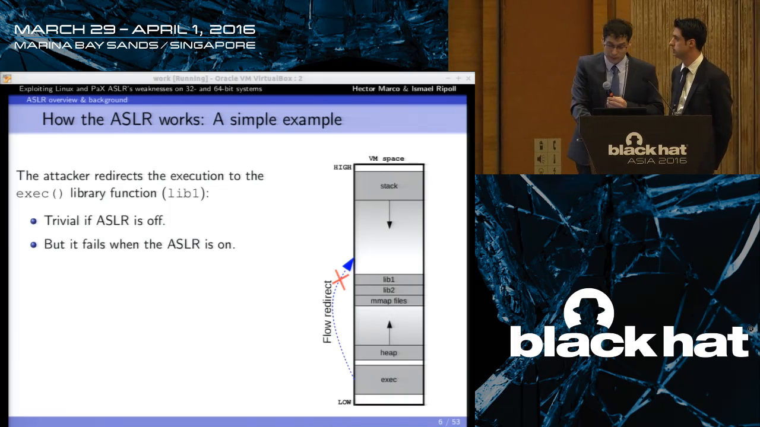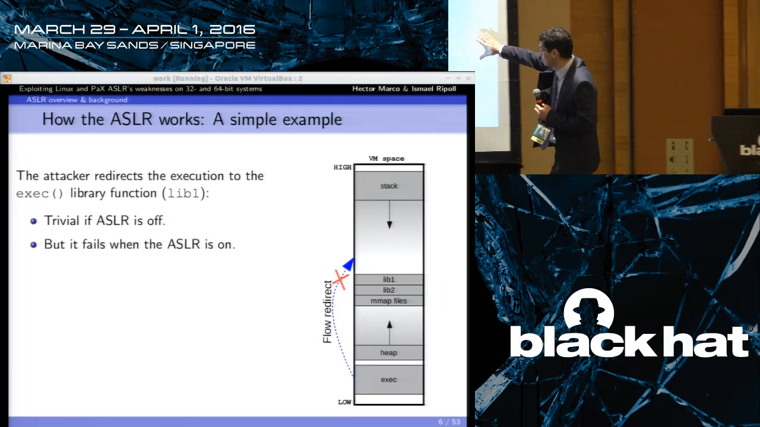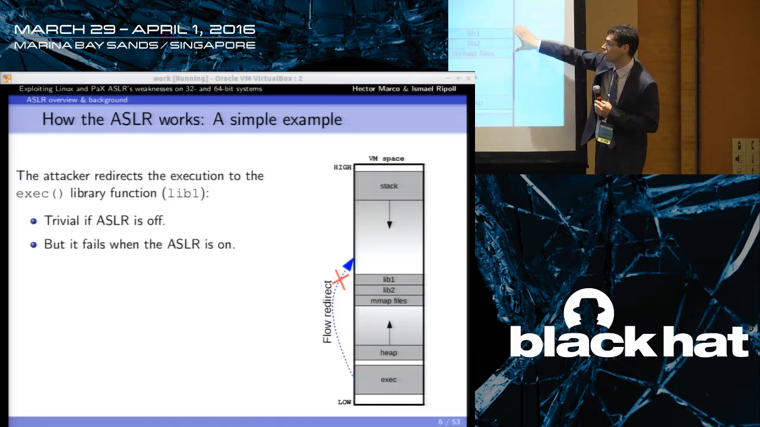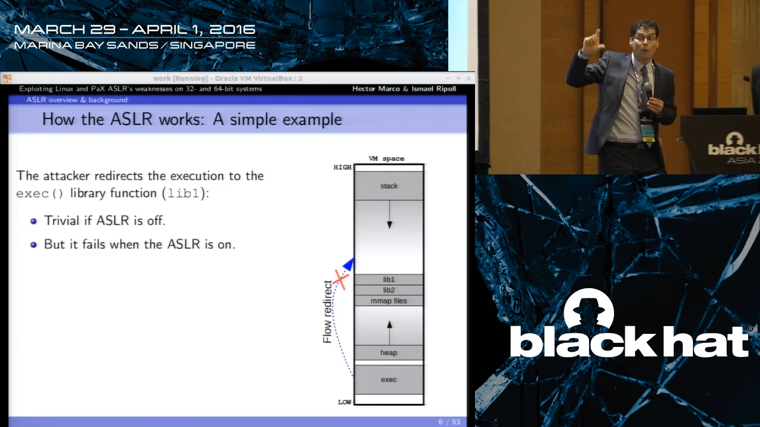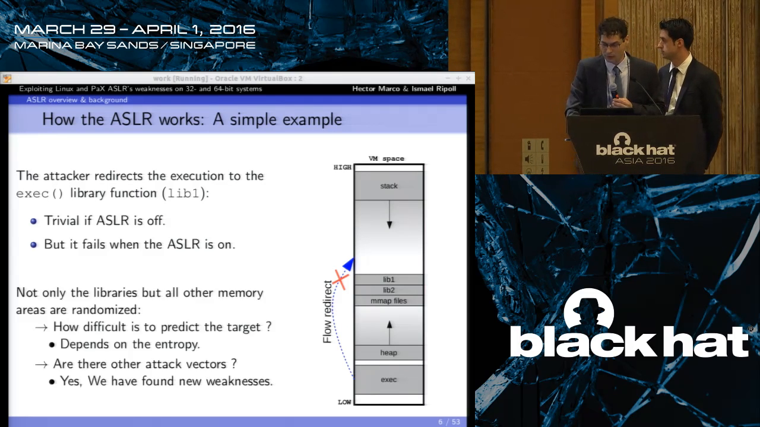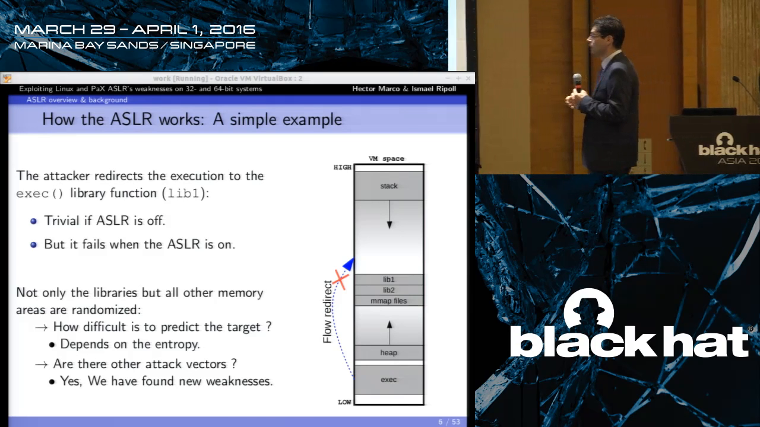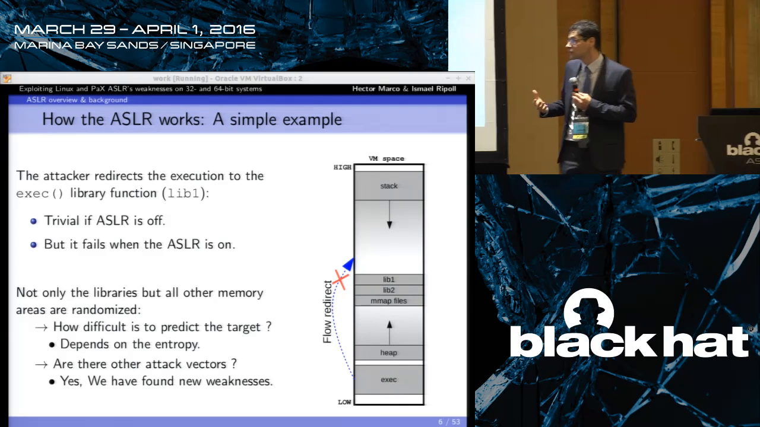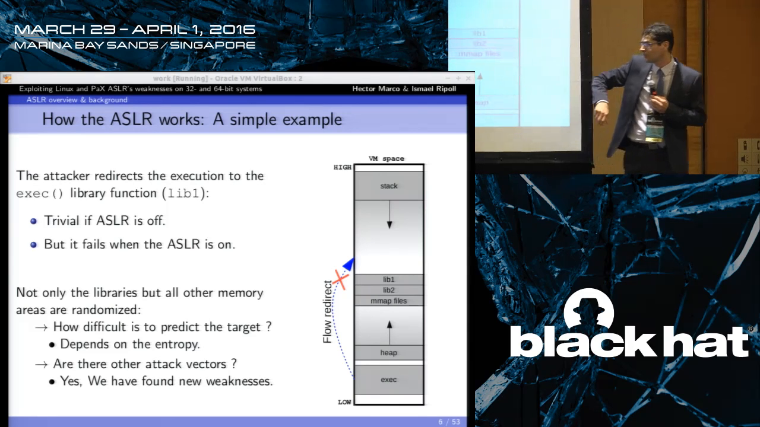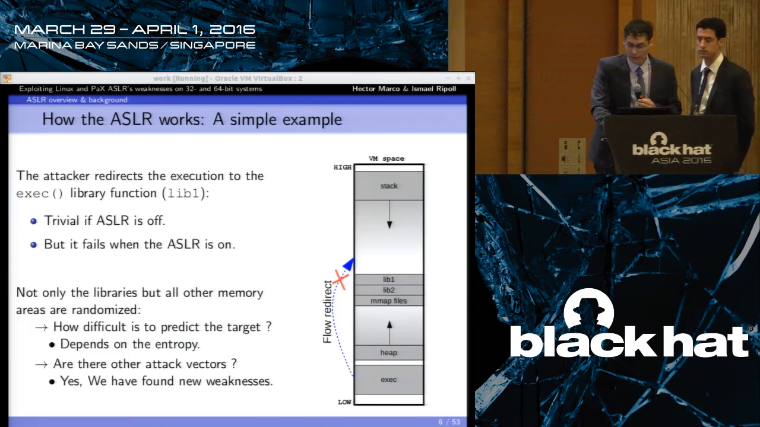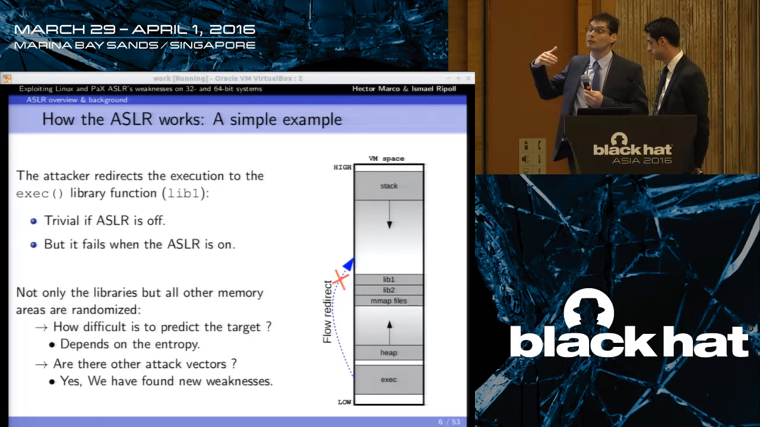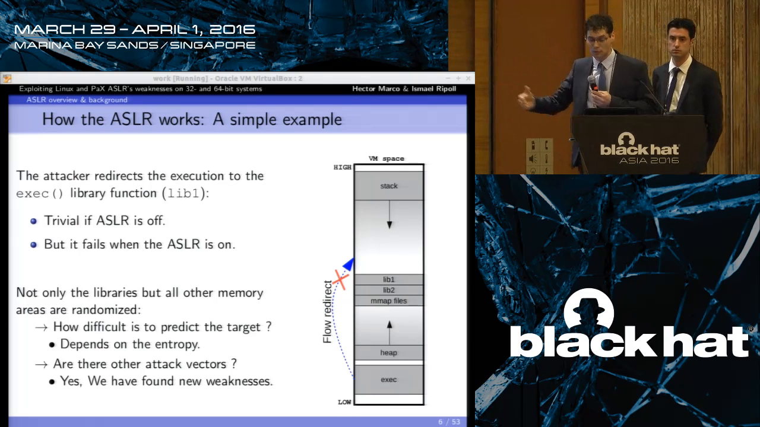But what happens when ASLR is enabled? The libraries are shifted a random amount of memory, so you don't know exactly where to jump. How much it is shifted is the entropy, the amount of entropy that a given implementation has. The general effectiveness of ASLR is how difficult it is to predict the target, and how many vectors we have. It depends not only on the number of bits of entropy, but there are some other elements that interact.